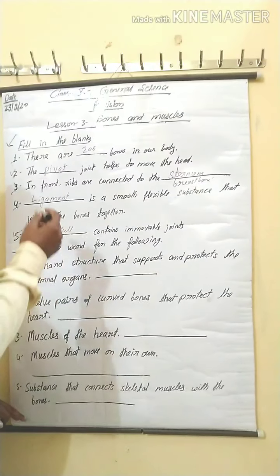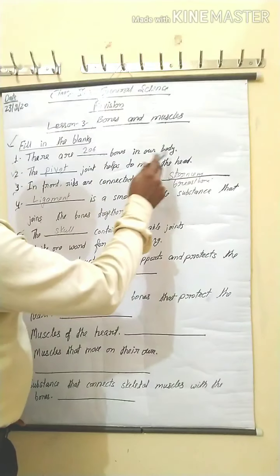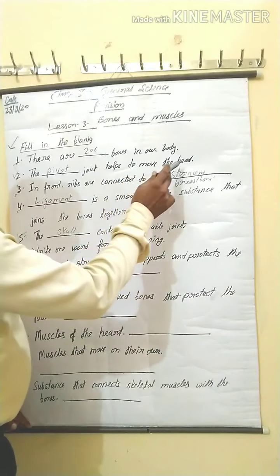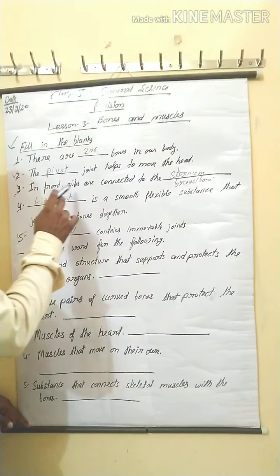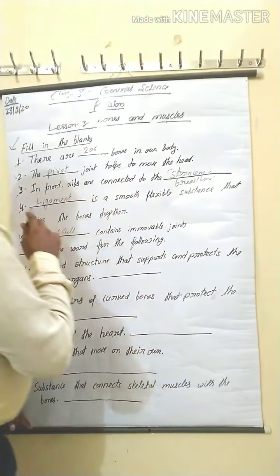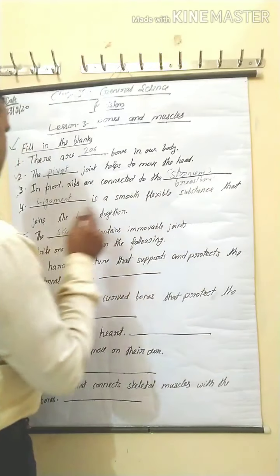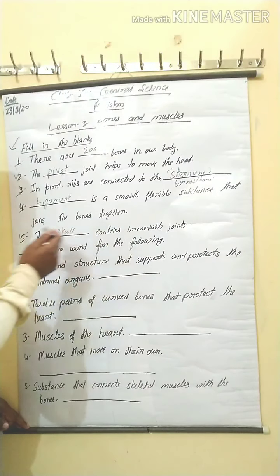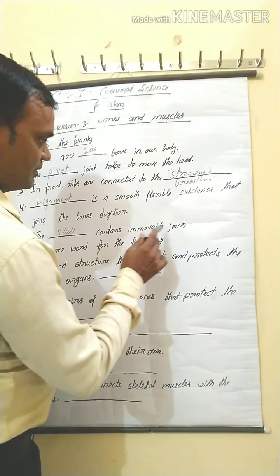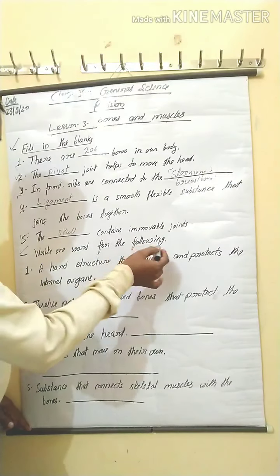Now see, I repeat again, fill in the blanks. There are 206 bones in our body. The pivot joint helps to move the head. In front, ribs are connected to the breastbone or sternum. The ligament is a smooth, flexible substance that joins the bones together. The skull contains immovable joints.